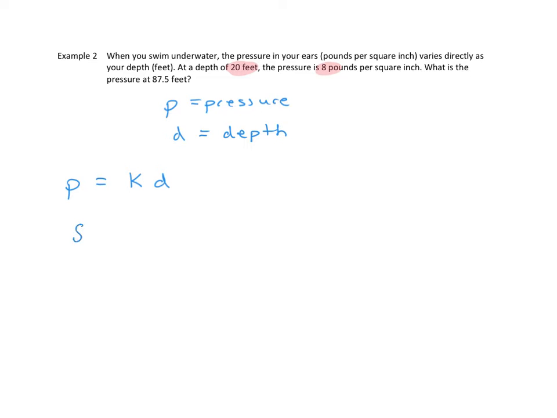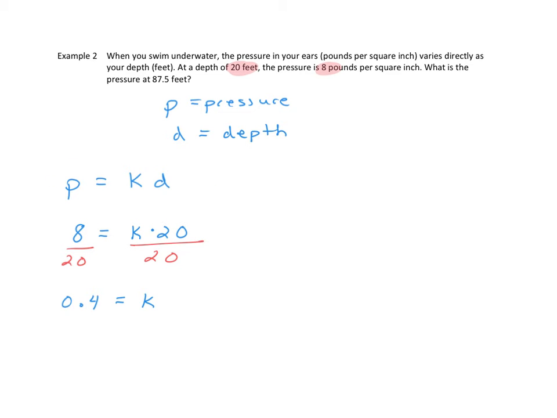So we get 8, the pressure, is equal to K, which I don't know, times the depth, which is 20. Just like last time, same idea. I'm going to divide both sides by 20 to solve for K. And, okay, I'll get a decimal for this. On the left, we get 0.4, and that is equal to K. It's okay that it's not an integer. A decimal is totally fine. It's not 0, so great.